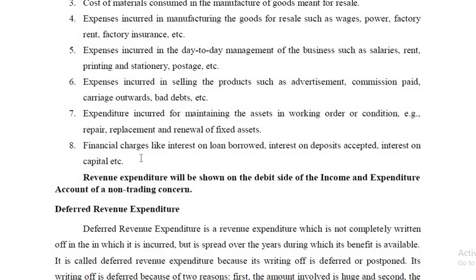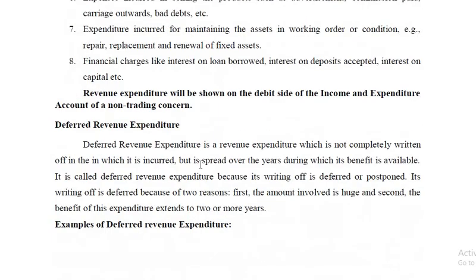As I have already mentioned, revenue expenditure will be shown on the debit side of the income and expenditure account of a non-trading concern. If it is a capital expenditure, that will be shown on the asset side of the balance sheet. Revenue expenditure will be recorded in the income and expenditure account, whereas capital expenditure is shown on the asset side of the balance sheet.